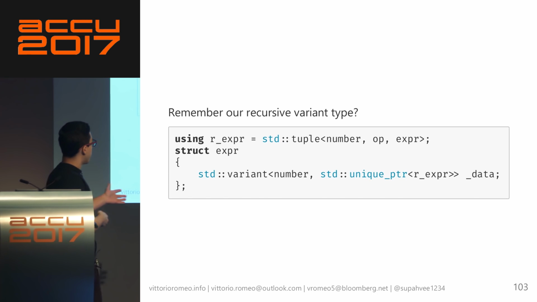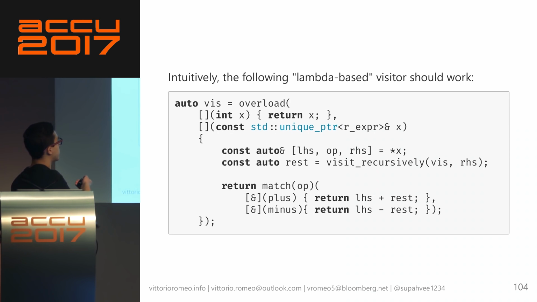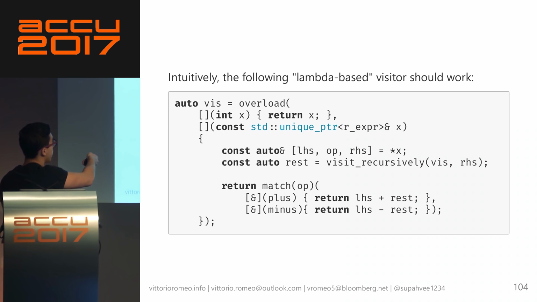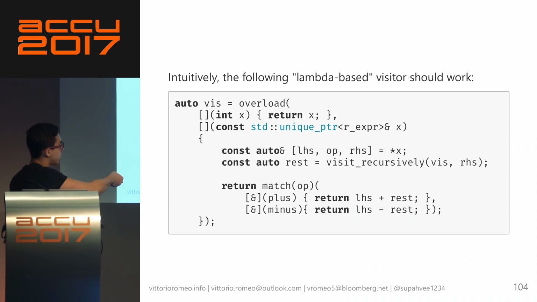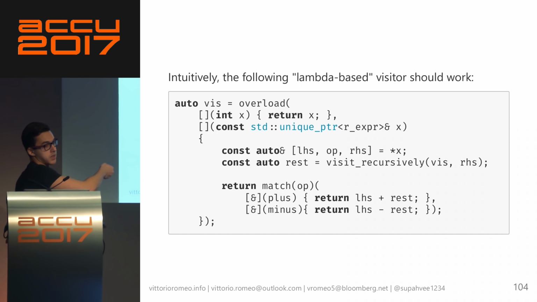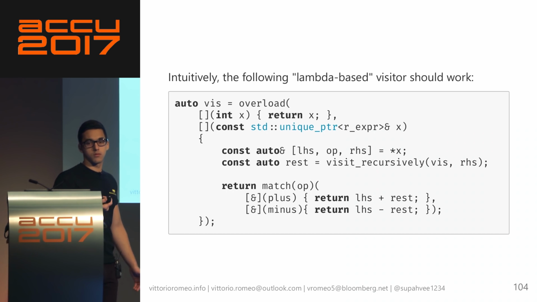So intuitively, with this recursive variant type here, we should be able to write something like this, because we have overload, right? So we can overload whatever we want. So we should be able to say auto vis, that stands for visitor, overload onto this base case here and this recursive case. And when I want to visit recursively, I just say vis here again. So this should just do the thing recursively and then eventually hit the base case. It should work. So does this work?